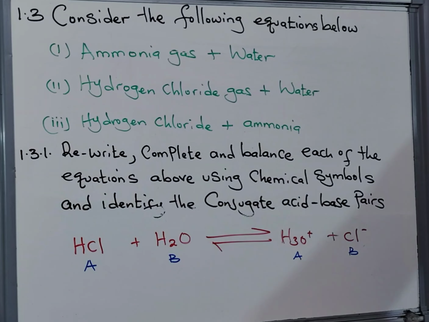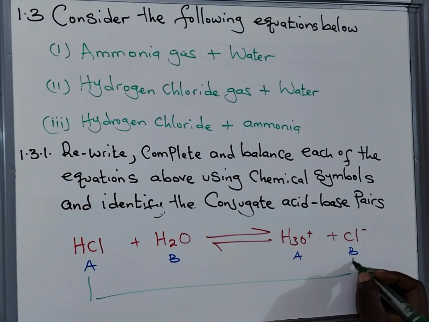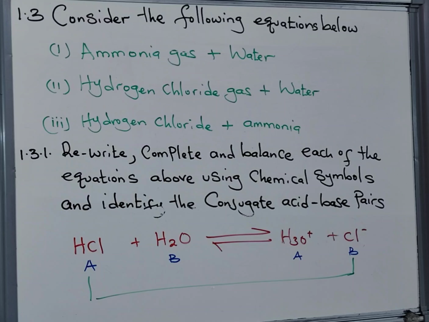So when you come to identify conjugate acid-base pairs, what do you do? You need to know that the difference between an acid and its conjugate base is 1H, or the difference between a base and its conjugate acid is 1H. So when you analyze these two, the difference is 1H. So what you have here, this is the pair. The hydrogen chloride and the chloride ion are conjugate acid-base pairs.